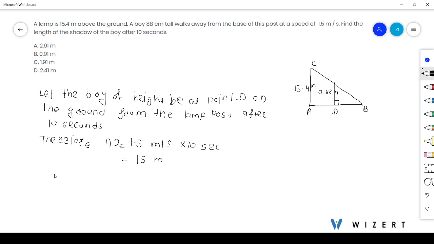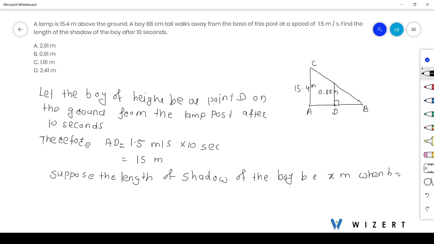Suppose the length of shadow of the boy be X meter when he is at the position D. Therefore, BD will be X meter. Now in triangle BDE, suppose this is E.